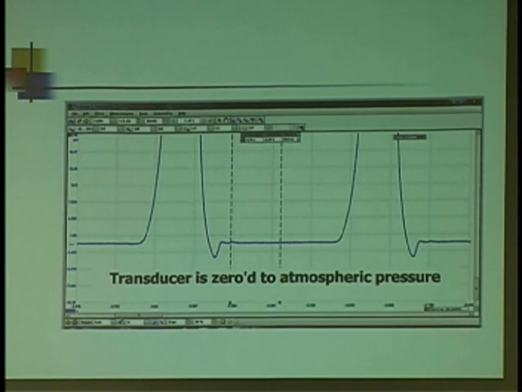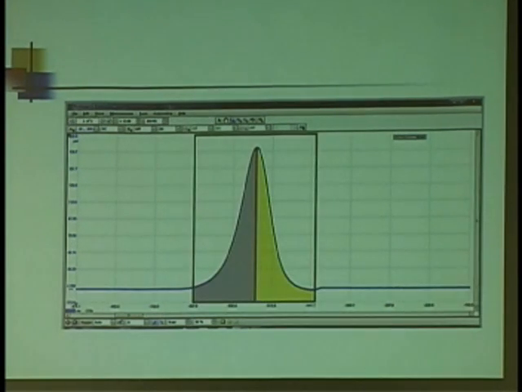When the transducer is 0 to atmospheric, here we're talking about another way you can tell if there's a significant loss. If you split that compression peak in half, it should be almost a mirror image in the two halves. It should be symmetrical, not perfect. Okay.